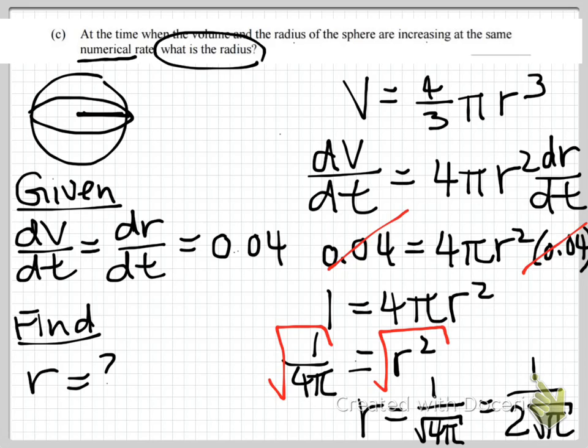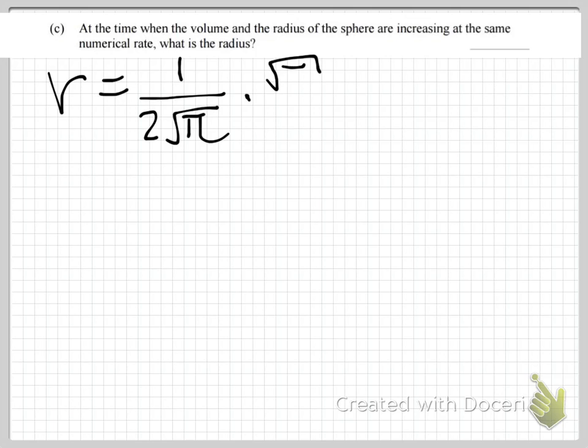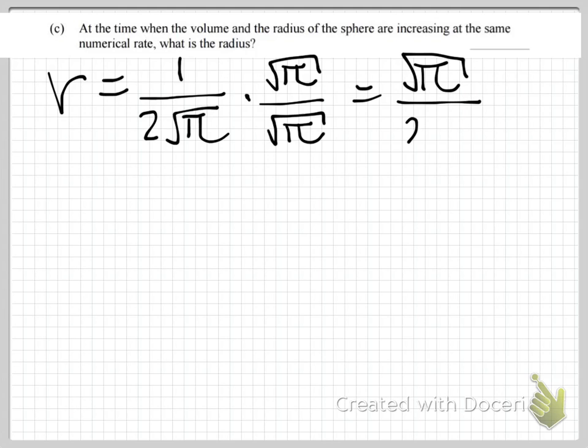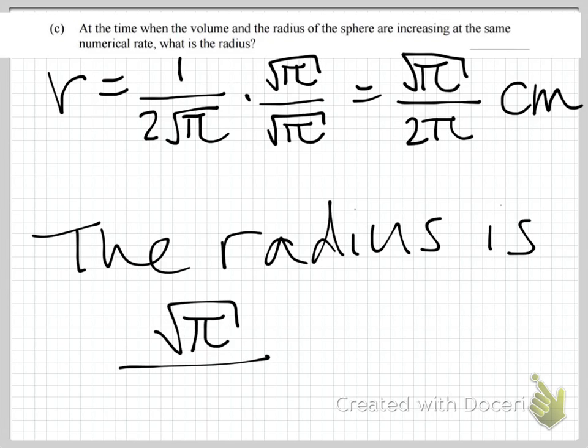Let me simplify one more step and write an answer on the next page. To be perfectly honest with you, the AP actually does accept 1 over 2 square root pi, but who cares about the AP? Let's make this answer better. Let's rationalize that denominator and make it square root of pi over 2 pi centimeters. So we can say the radius is square root of pi over 2 pi centimeters.